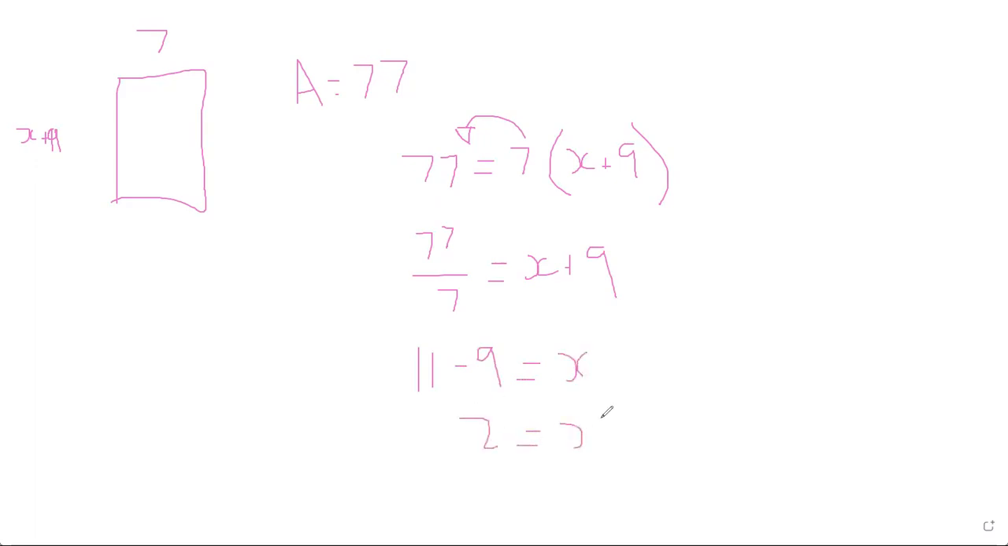And again, we can check this. So x plus 9 is 2 plus 9. 2 plus 9 is 11. 11 times 7 is 77. So that works perfectly. All right, so hopefully that is enough information for you to work out 13.2.